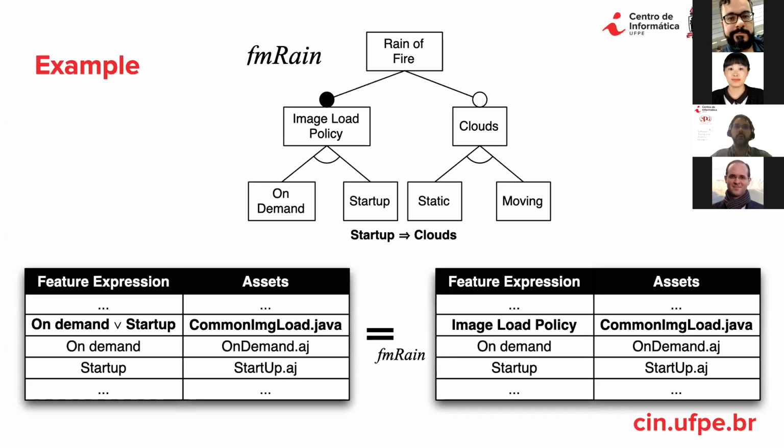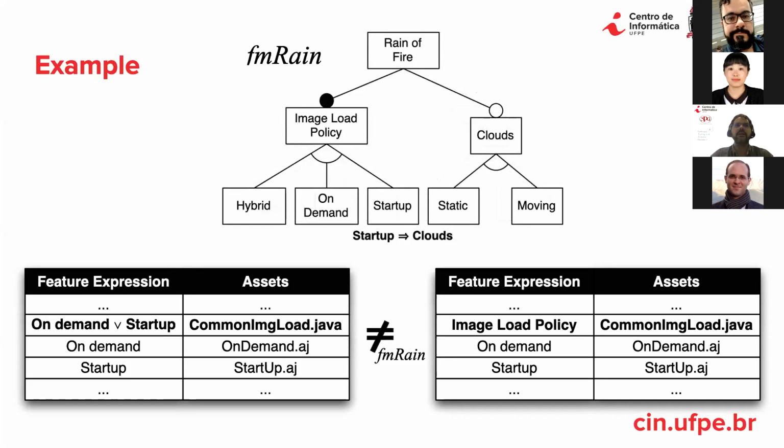These are not propositionally equivalent, because these names do not mean anything other than the relationship established by the feature model. On the other hand, you see that if we introduce a hybrid feature model, these cease to be equivalent. So these are not equivalent configuration knowledge models. And why do we care about the equivalence of configuration knowledge models?